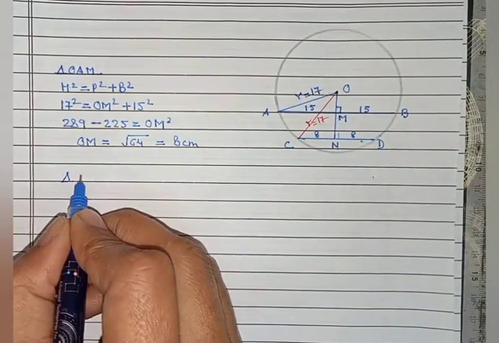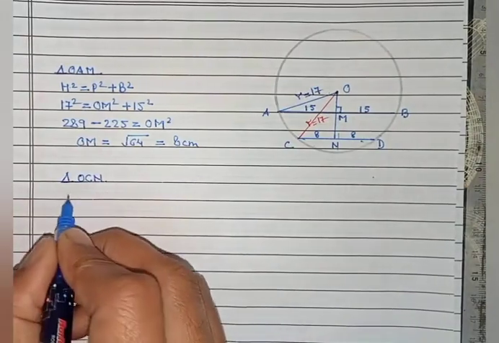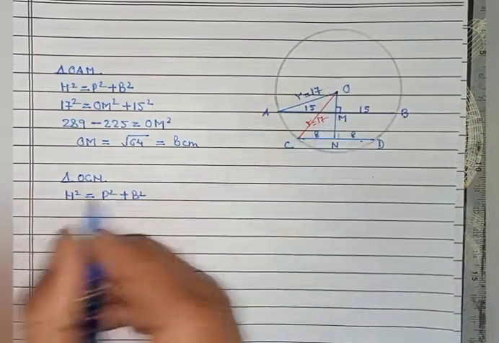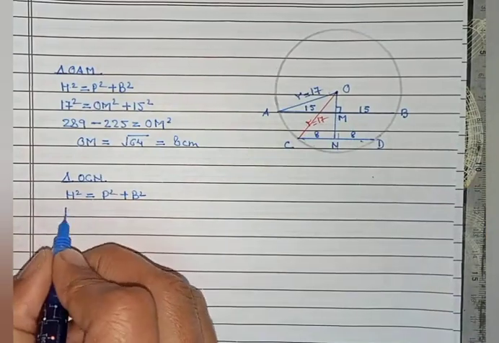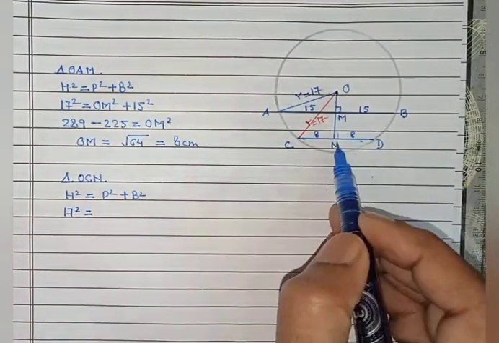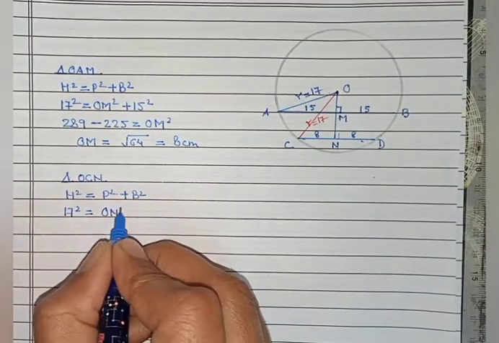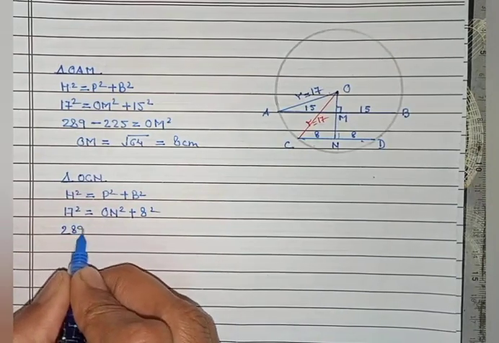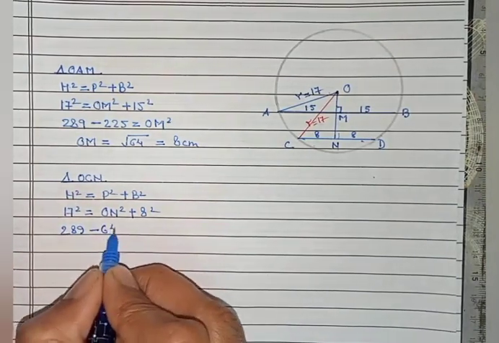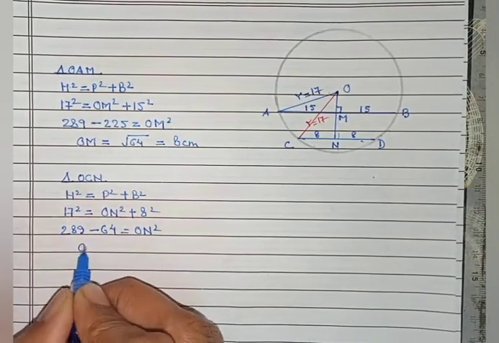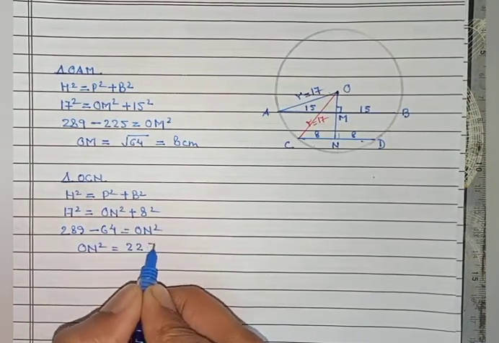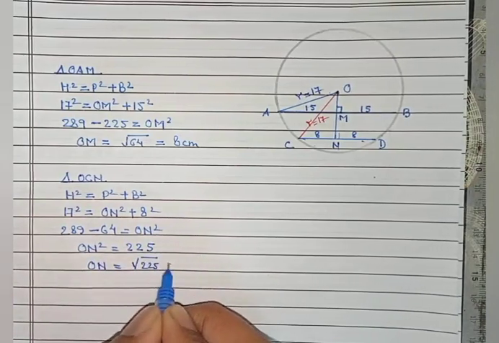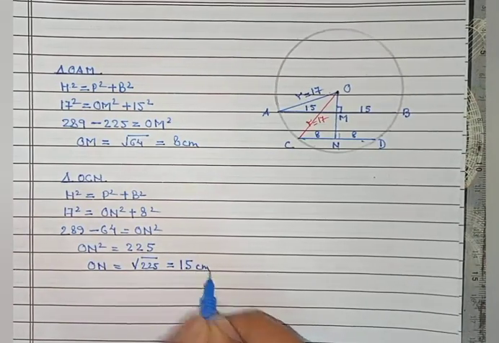So let us consider triangle OCN. Radius is the hypotenuse. Perpendicular is ON, and base is 8. So it's 289 minus 64. So ON square is equal to 225. So ON is equal to under root of 225. That will give you 15 centimeter.